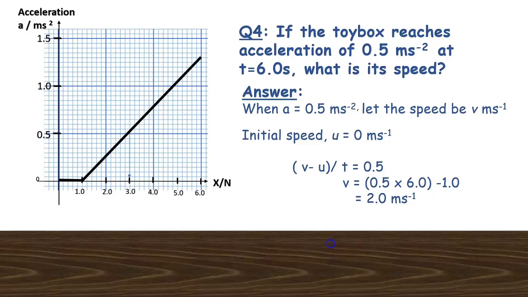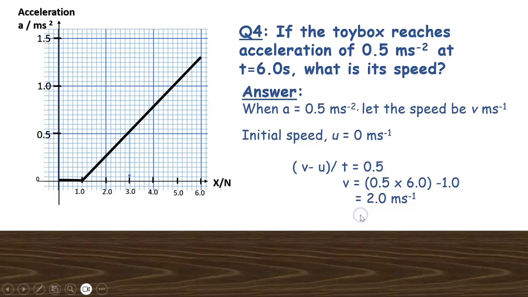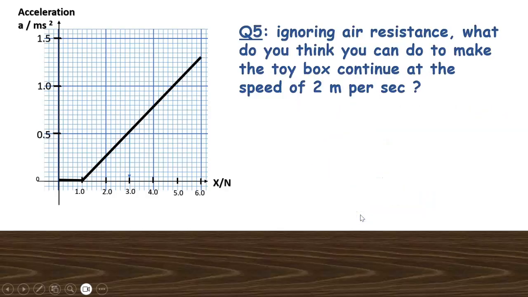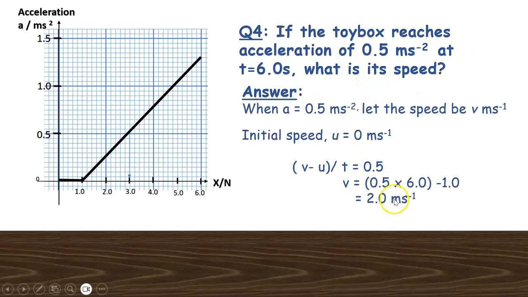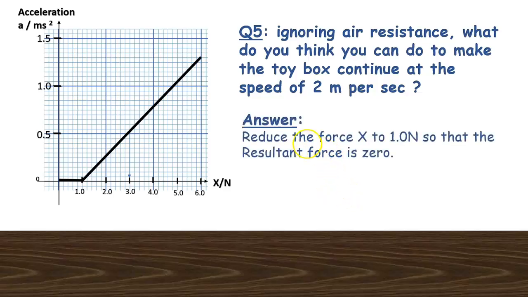Now, since we have learned before that Newton's first law of motion states that an object will continue its motion in a straight line if there is no resultant force. Ignoring air resistance, what do you think you can do to make the toy box continue at the speed of 2 meters per second? The way to do it is to reduce the force X to 1 Newton to be the same as the frictional force, so that the resultant force is 0.